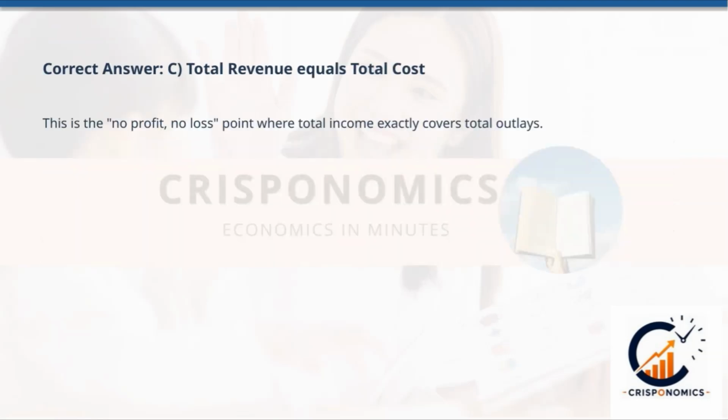This slide shows the point where a business neither makes a profit nor suffers a loss. It's the moment when total revenue exactly matches total cost. In other words, all the money coming in covers every expense, but there's nothing left over. This is often called the break-even point, a crucial milestone for any venture to understand before aiming for profit. Here, the correct answer is total revenue equals total cost.